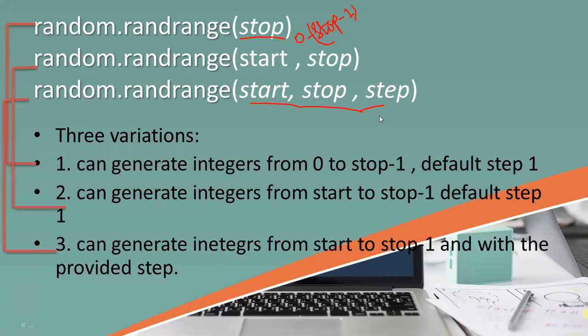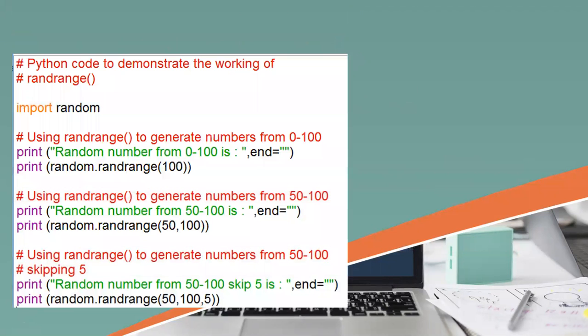Okay, so let us see one example of this also. See, in this example, we are explaining all the three variations. In the first calling, you can see that.